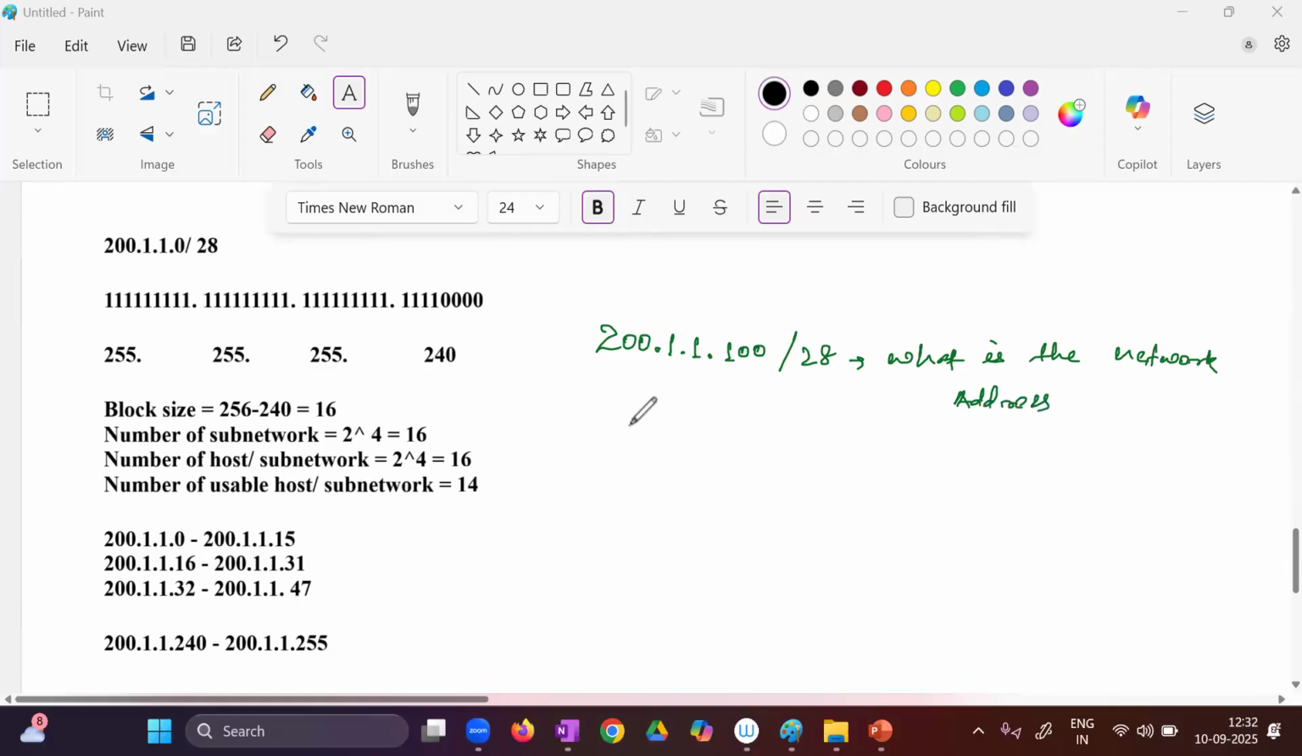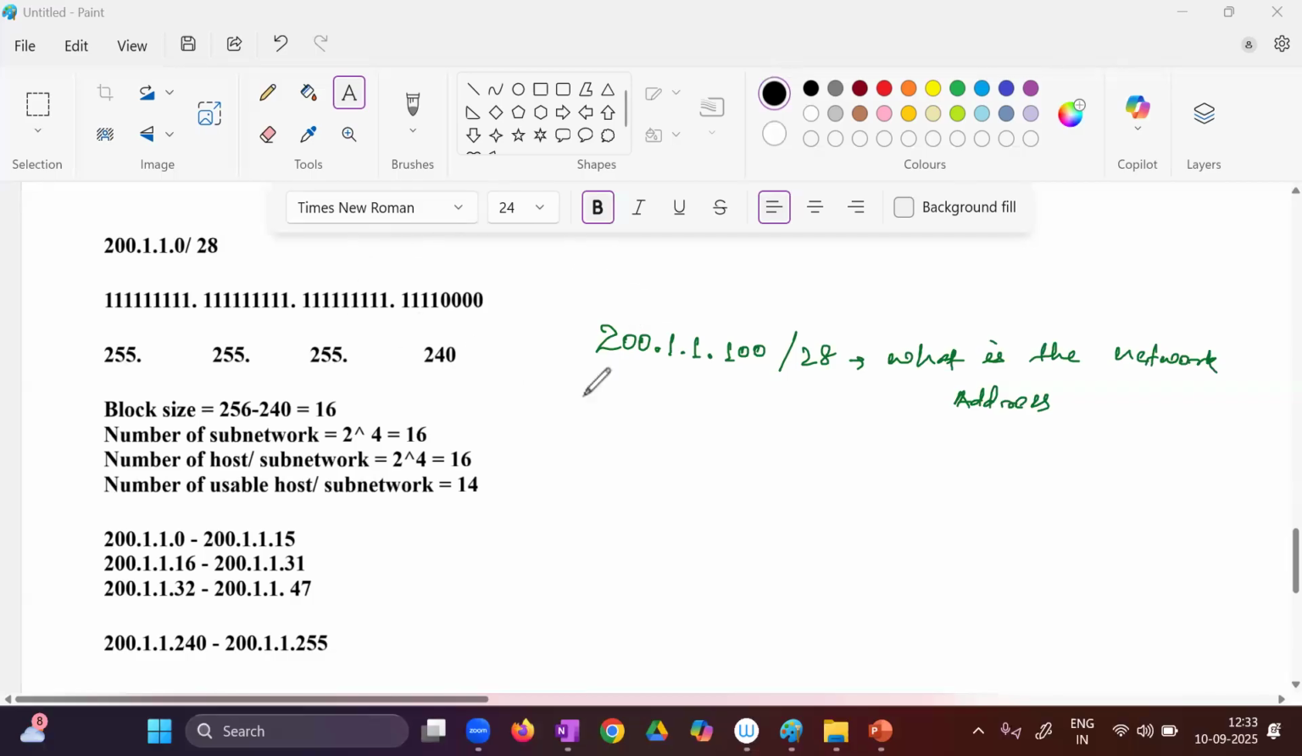And even this method we can use for class B also, for class A also. It is not specifically for class C only. We can use this method for any class. Just the process will change. The method will be the same, but because in class B we are changing two octets, we have to convert the two octets into bit form. And in this, as we are changing only the class C fourth octet, here we have to convert only the fourth octet.